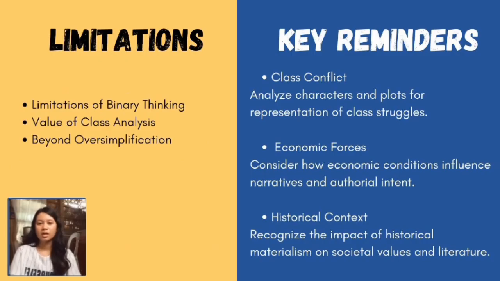So the next is Marxist criticism's limitations. First, the limitations of binary thinking. The use of binary opposition in literature is a device that authors use to explore differences between groups or individuals, such as cultural, class, or gender differences. Here the authors may explore the contrast between the two groups and what can result from those perceived differences.